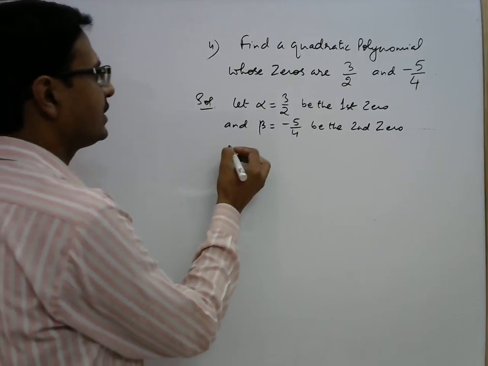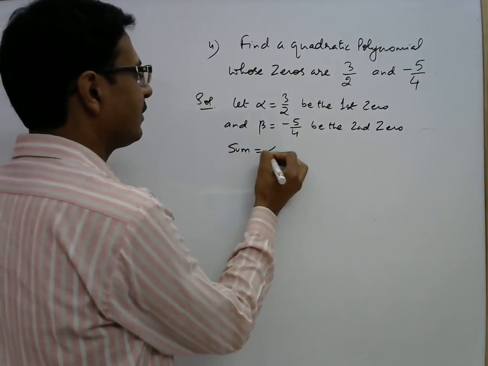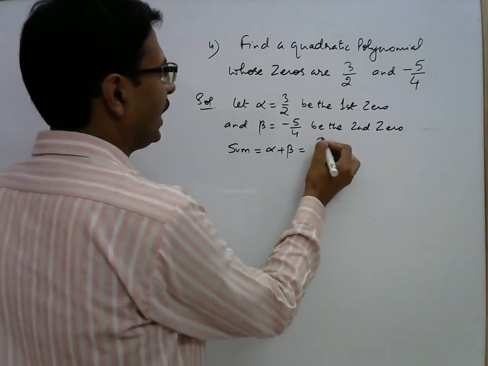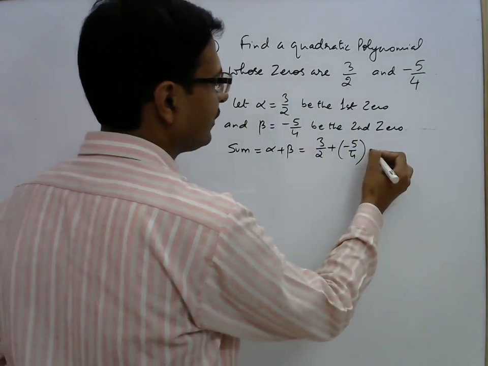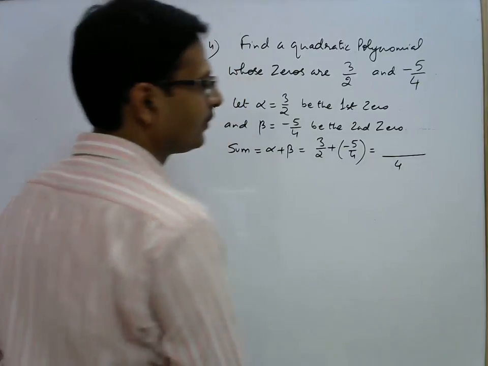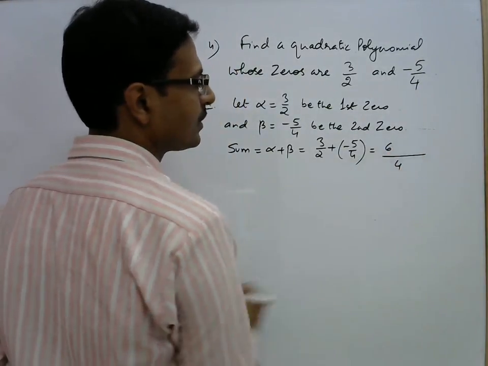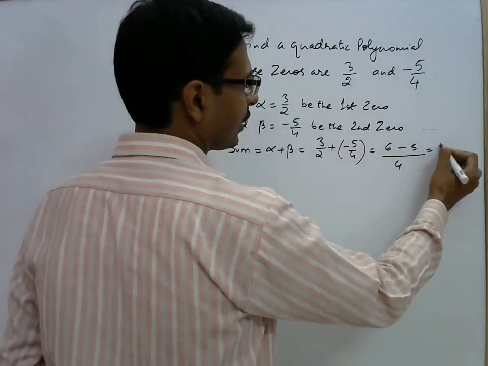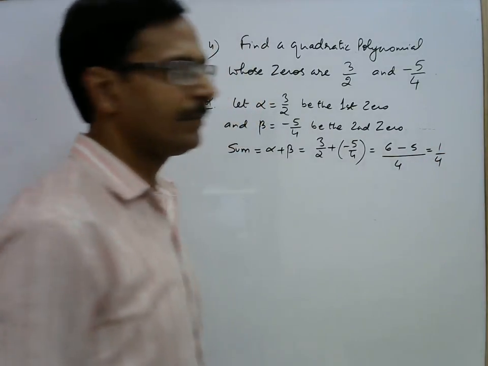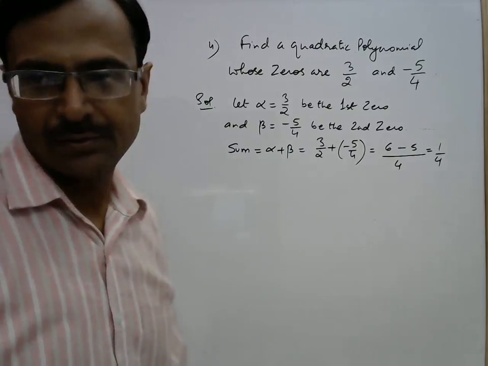So if you find the sum of zeros, this is alpha plus beta. So alpha is 3 by 2 and beta is minus 5 by 4. So obviously 4 is the LCM. So 6 minus 5. So your value of sum is 1 by 4.